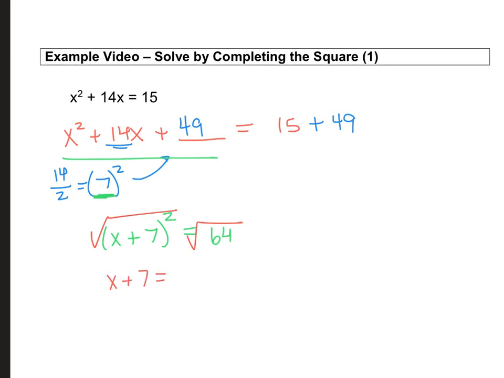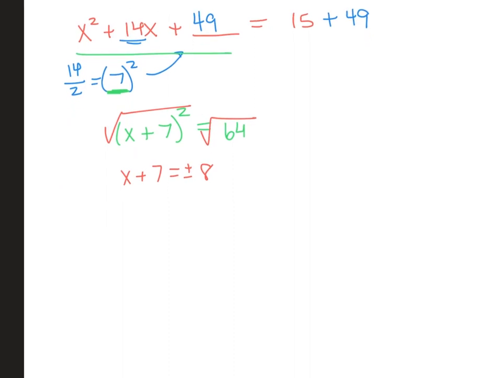And then the square root of 64 is 8. But the one thing you want to remember is that when we square root both sides, you will get two answers. So it's a positive 8 and a negative 8. Now we've unlocked that x value. We can keep solving for that. We are adding 7 right here, so let's go ahead and subtract 7. So x equals, I'm going to write that negative 7 first and then the plus or minus 8 after.